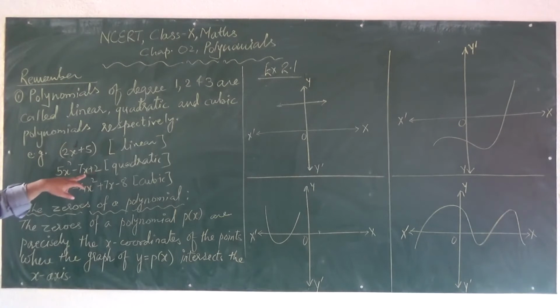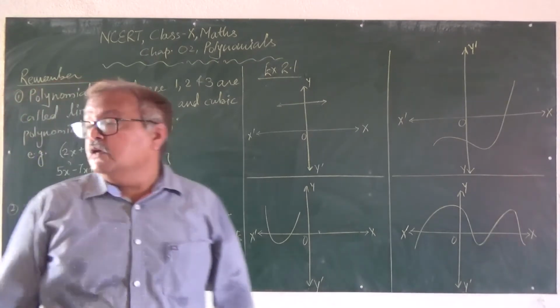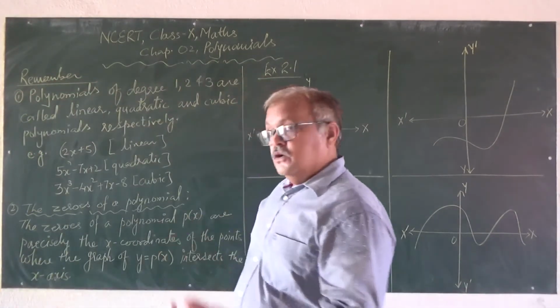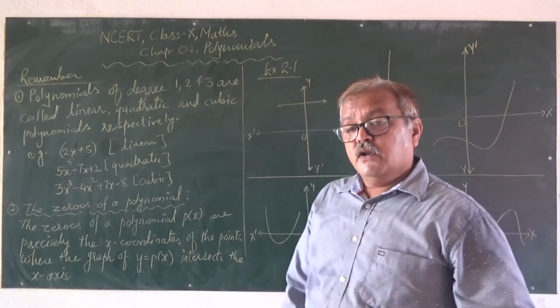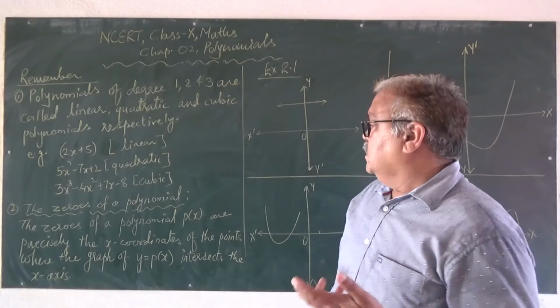Here x square, and here x, so the highest power is 2, the degree is 2, so it is called quadratic. Here x, here also x and here also x, and the highest power of x is 3, so it is called a cubic polynomial. So polynomials of degree 1, 2 and 3 are called linear, quadratic, cubic. If the degree is 4, then it is called biquadratic, and so on.